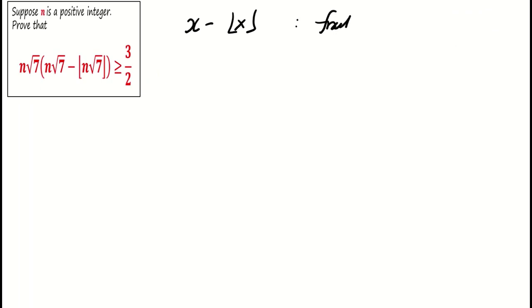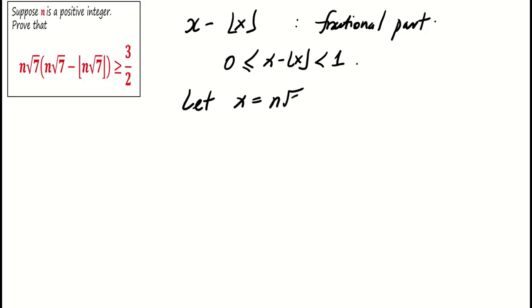For any real number x, the term x minus floor of x refers to the fractional part of x, which lies between 0 and 1. Let x be n square root 7 for some positive integer n. In this case, x is not a positive integer.